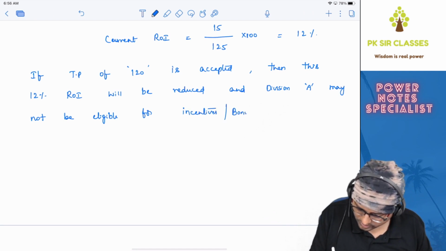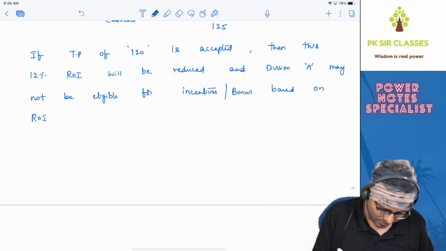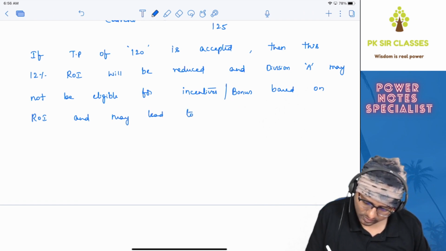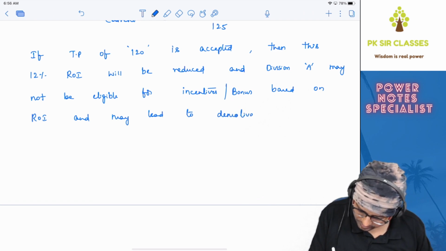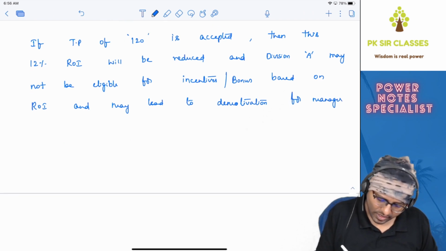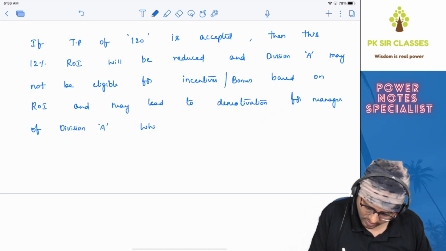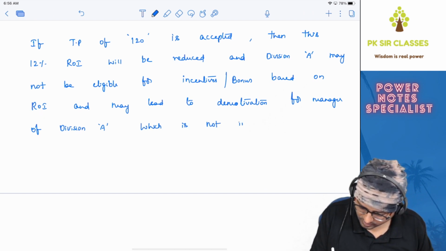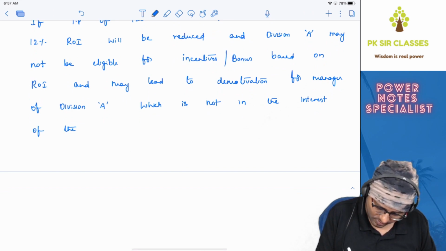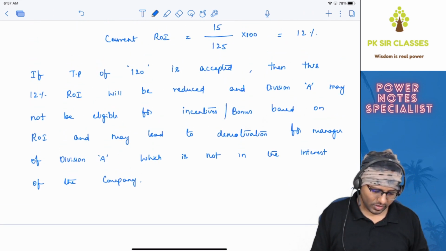For incentives or bonus based on ROI, and may lead to demotivation for the manager of division A, which is not in the interest of the company. Okay, so that's the answer.